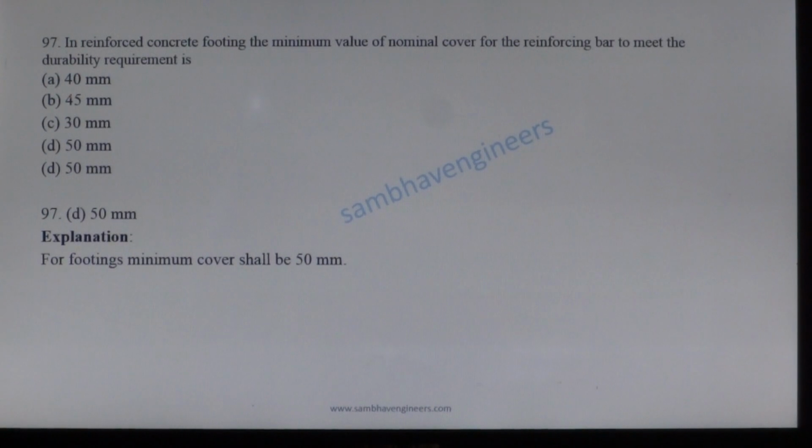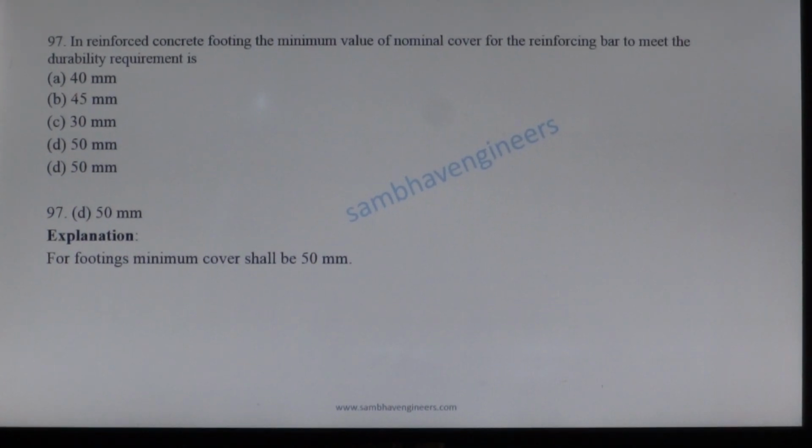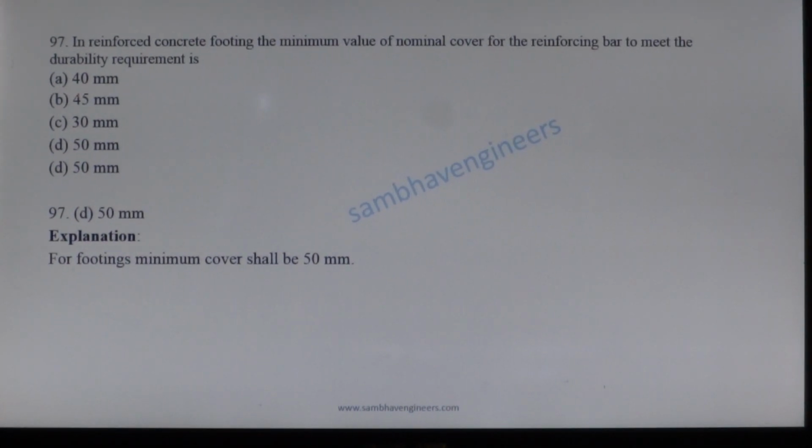Next question. In reinforced concrete footing, the minimum value of nominal cover for the reinforcing bar to meet the durability requirement is, according to IS 456:2007, on the basis of the environmental condition or durability criteria, the minimum cover for footing is 50 mm. Correct answer is option D.